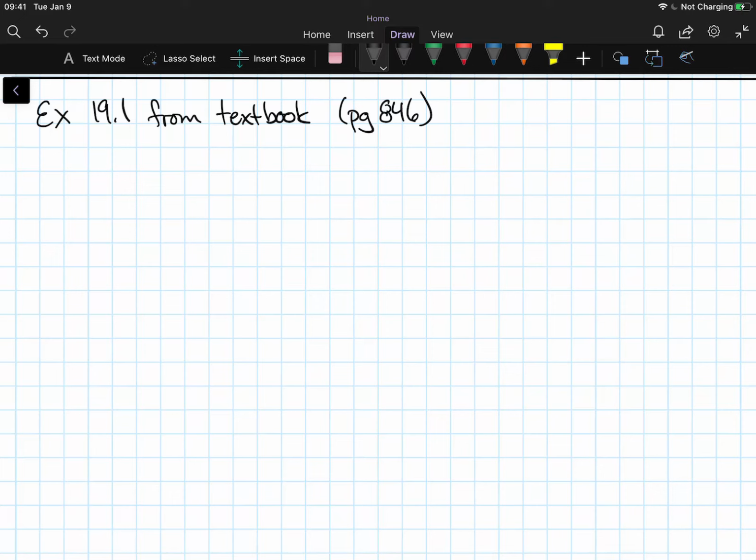Alright, here we go. We're going to work through example problem 19.1 from your textbook. That's on page 846. And we will be working through an acid-base buffer problem by first calculating what the pH of a buffer solution would be, and then calculating what happens to the pH when we've added a strong acid or a strong base. So go ahead and leave yourself plenty of room.